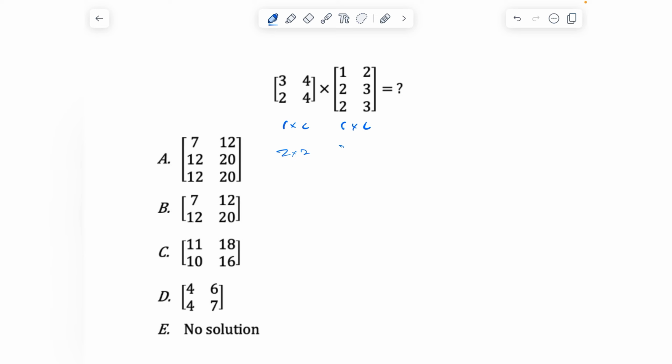The one on the right is a 3 by 2. In order for it actually to be possible to multiply two matrices together, these two numbers in the middle have to equal each other. And in this case, they do not. So your answer is going to be E. But let's say they were.